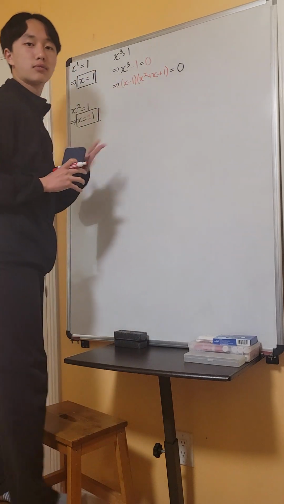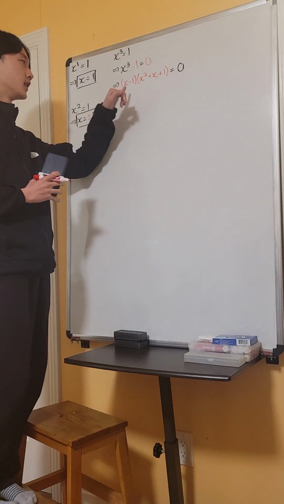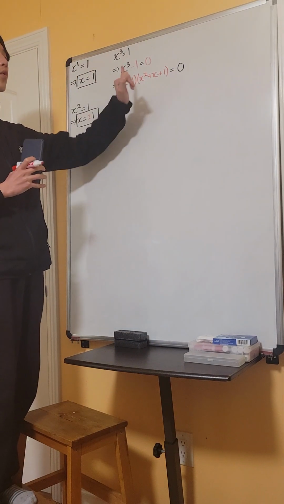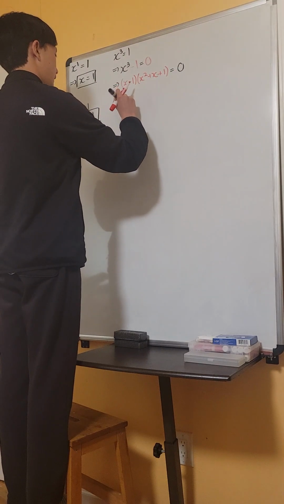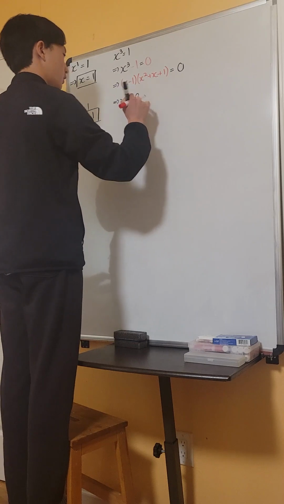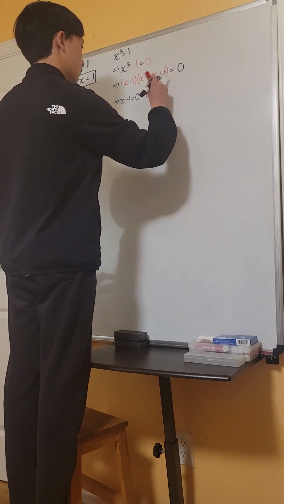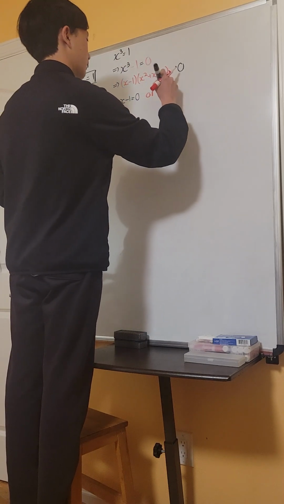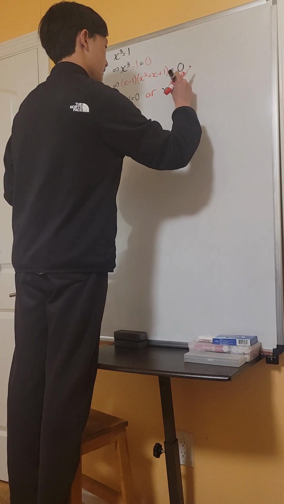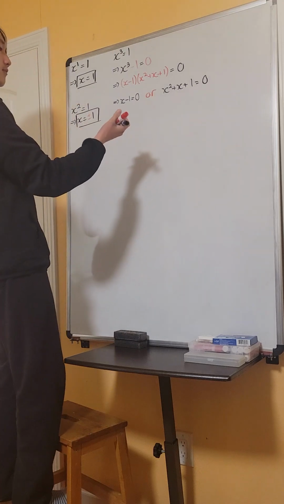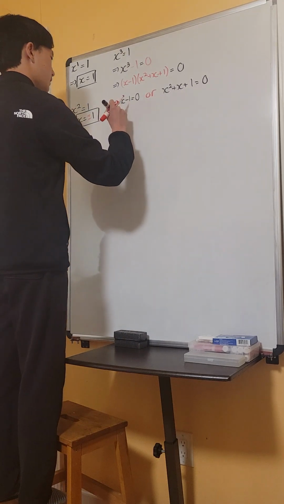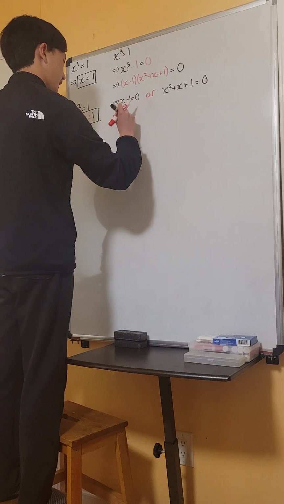Now, by the zero product property, this or that is equal to 0. So I'm going to split this into 2: either x minus 1 is equal to 0, or the second factor, x squared plus x plus 1, is equal to 0. The first one is really simple to solve. Just add 1 on both sides, and you get x equals 1.